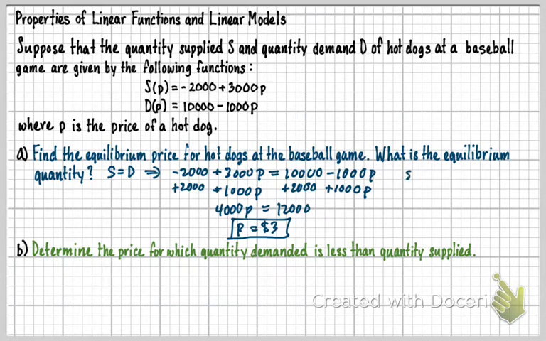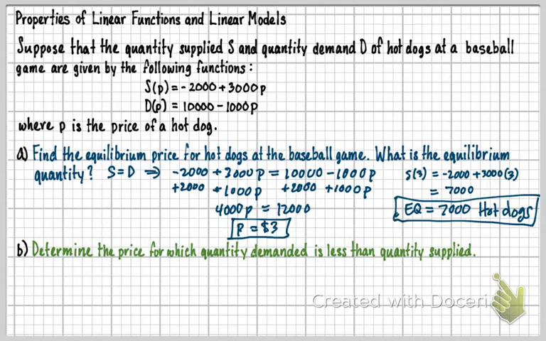So I'm going to look for S of 3. So that's going to be negative 2,000 plus 3,000 and 3 in for P. So that's going to be 9,000 there minus 2,000, so it's going to be 7,000. So the equilibrium quantity, and I'm just going to call it EQ, is going to equal 7,000 hot dogs, because that's what we're talking about here. So that's the answer to the second part. All right, let's move on now to part B here.